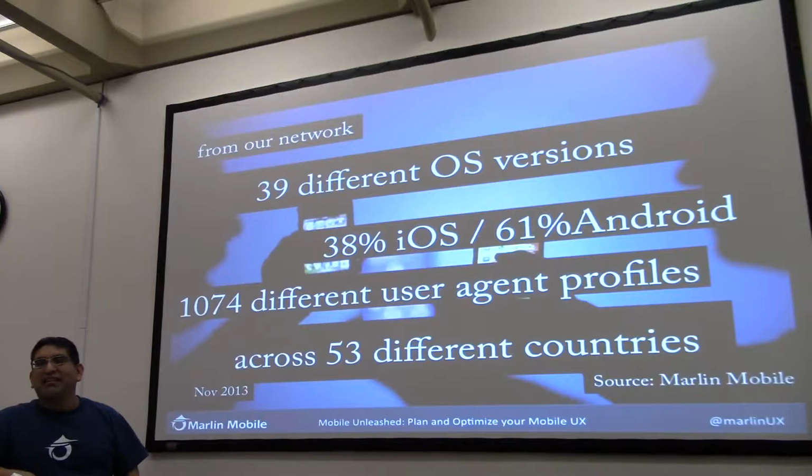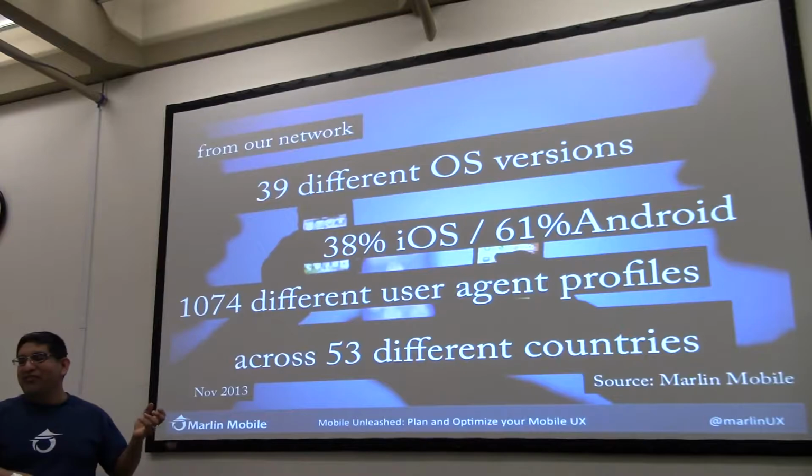So I love how people tell me the story of, oh my God, iOS, there's no fragmentation in iOS. I looked at the bottom of the chain and there's 6.1, 6.2, 6.3, 7.1, 7.2. Just in the last month and a half, we have 4 different versions of iOS 7. Oh, and 7.1's coming out next week. The beta was already announced yesterday. There are 1,074 different user agent profiles. So you meet people who say, oh my God, I'm going to do a redirect by user agent profile. Which one? Choose one. And this is just in our network.